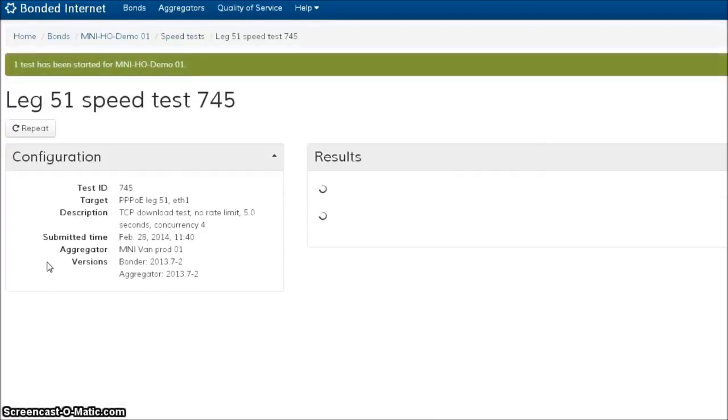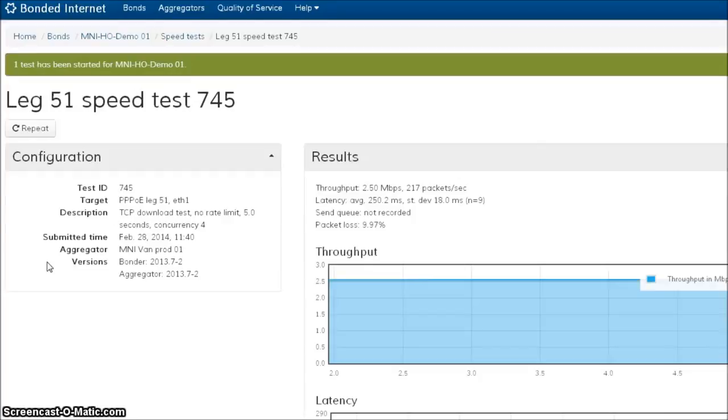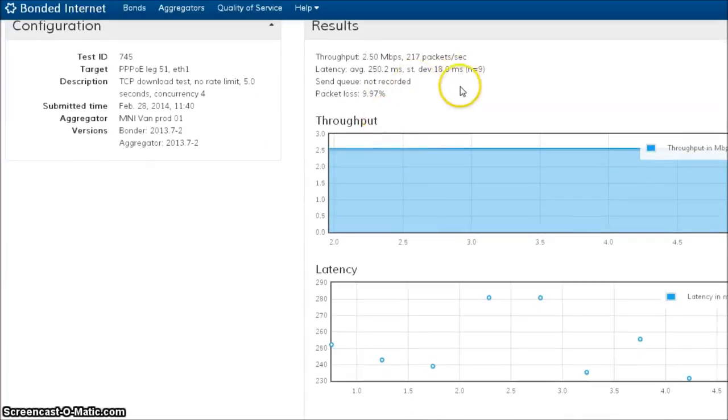And what it's going to do is take this leg out of the bond and push it as hard as it possibly can to find that point where this line breaks. So the results we get back are about what I would expect. We hit about 2.5 megs on our 6 meg DSL line. We've got some packet loss in there that's not great, but what I'm really concerned about is this latency. 250 milliseconds of average latency on my DSL line is not what I want to see.